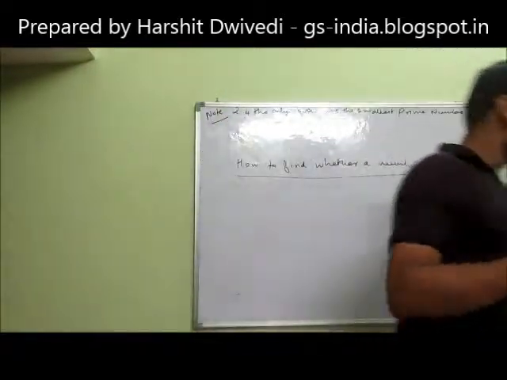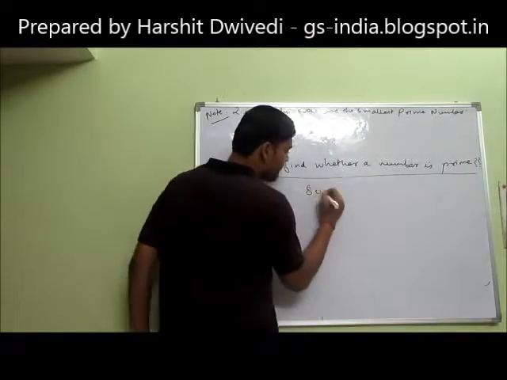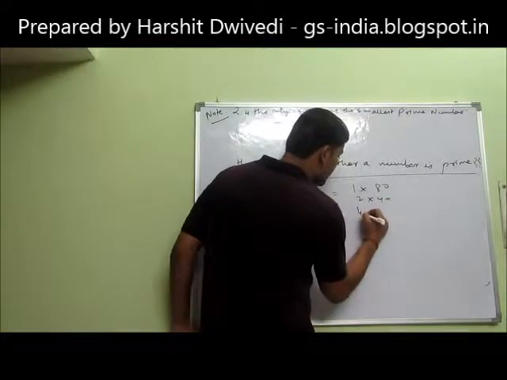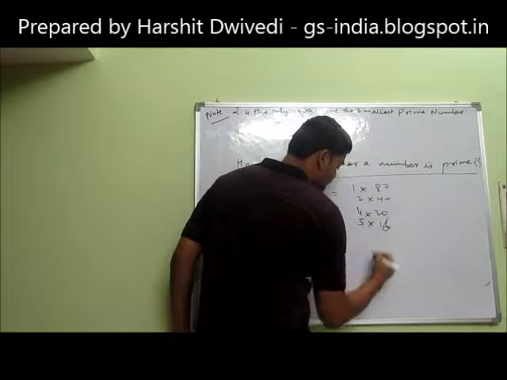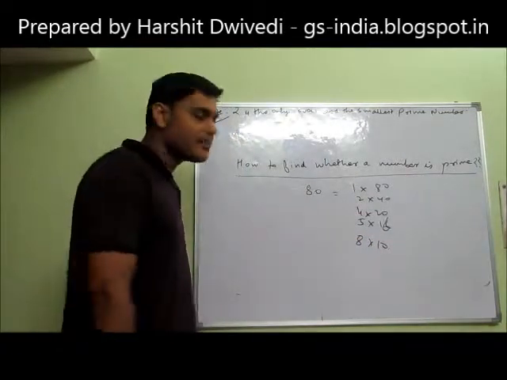Now, once again, the concept of factor pairs. What did factor pairs say? Suppose I take a different number, 80. How can we write 80? 1 into 80, 2 into 40, 4 into 20, 5 into 16, 8 into 10. These are the factor pairs.